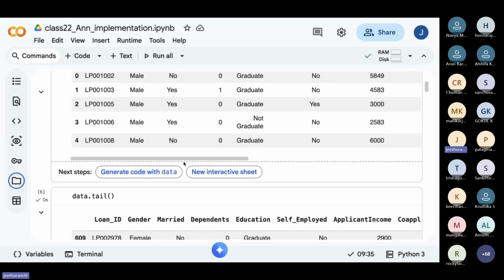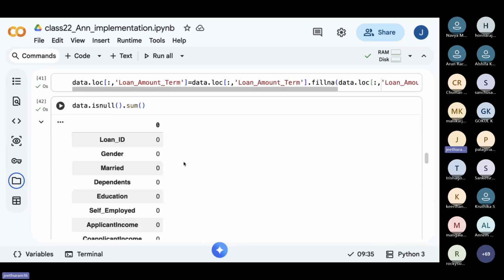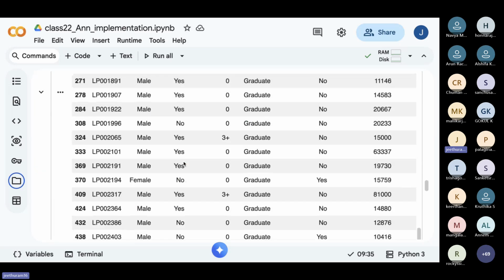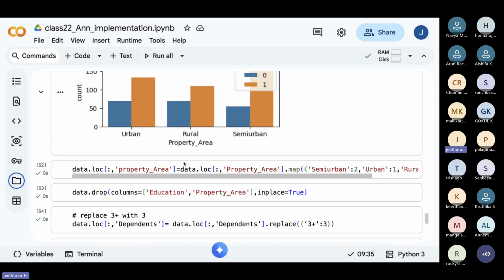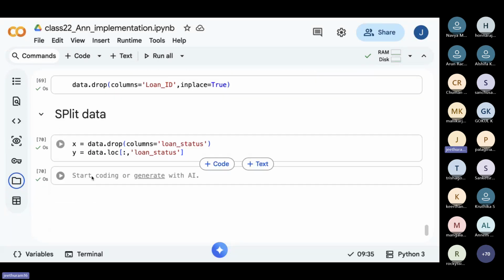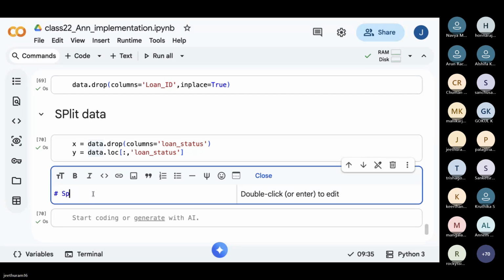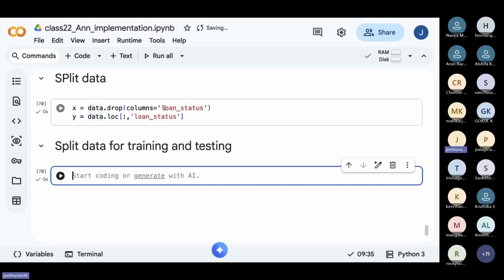Done running the notebook. So we did all the pre-processing steps like handling missing values, outliers, and also we converted all the text columns into numerical columns. And also scaling. And finally, now it's time to split data for training and testing.